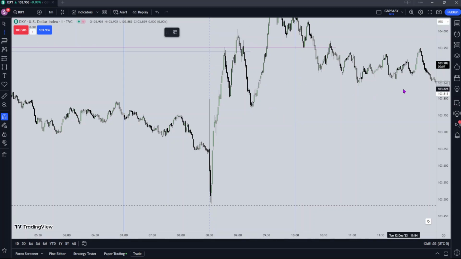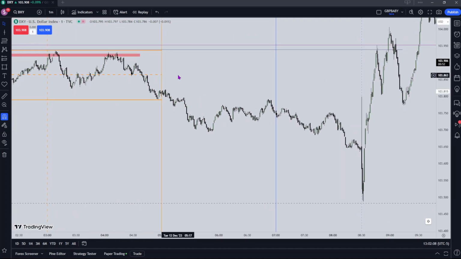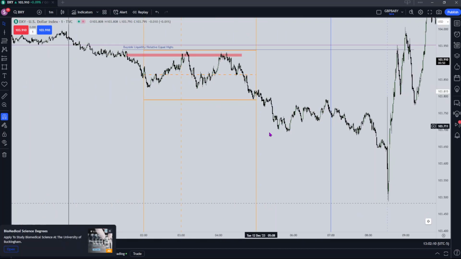So we'll draw 12 o'clock, because during the London close it's typical for price to retrace, and we can see that's exactly what price was doing during that period. So that's something to take into account as well. So let's just get that marked out for us like so. And yeah, so you can see we have this consolidation. Again, relative equal lows, this low and this low.